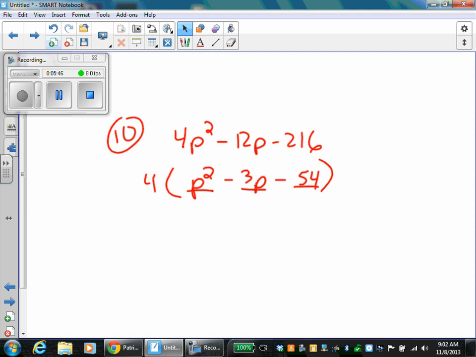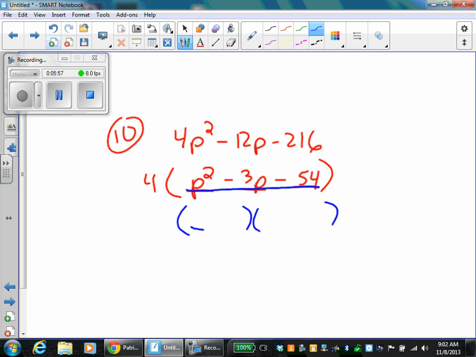So if I look inside here, I'm left with an easy trinomial. So I can take this easy trinomial and break it down even further. First times first is p times p. Last times last is negative 54. Somehow, though, I've got to get 3. Am I going to be adding or subtracting? Subtracting, because my signs are going to be 1 positive, 1 negative.